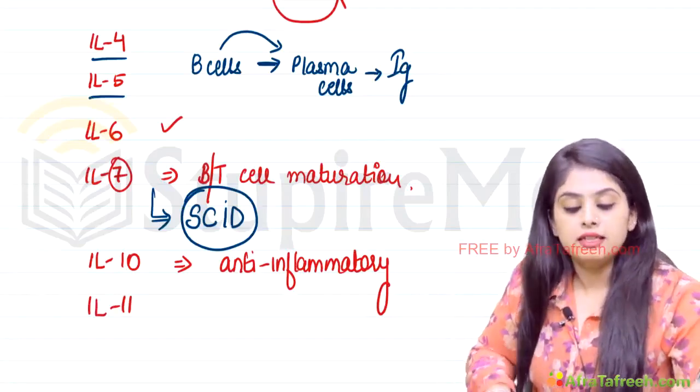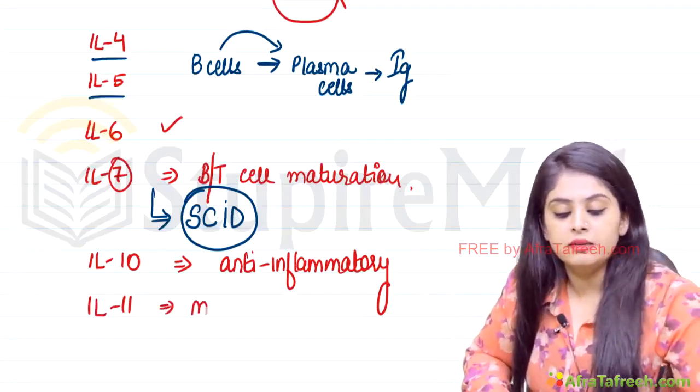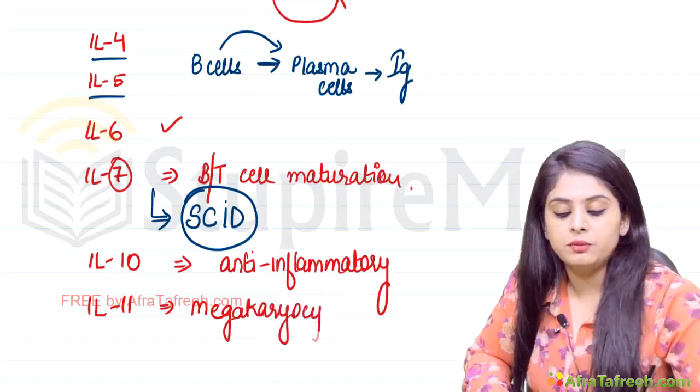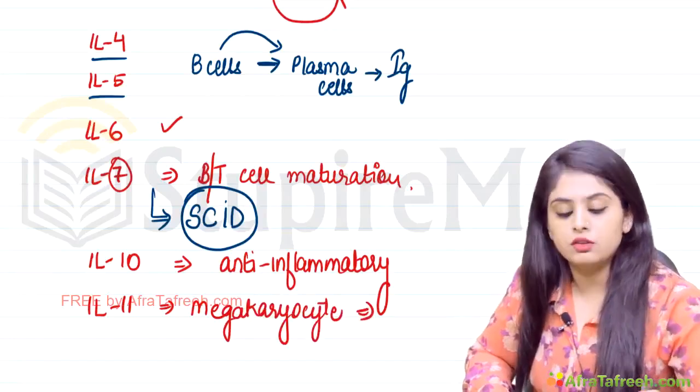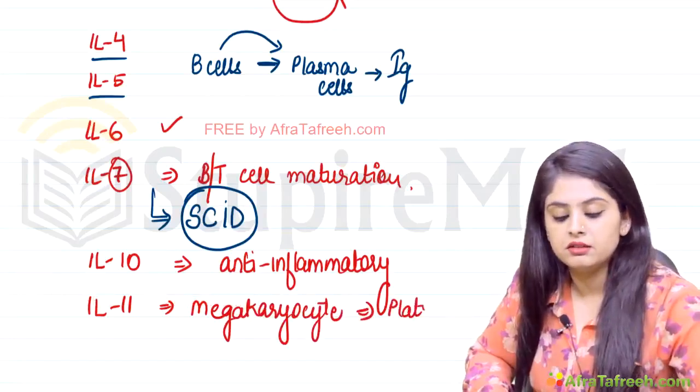Interleukin 11, that is the interleukin that is needed by the megakaryocyte for the production of, yes, you're right, megakaryocyte is the precursor of platelets.